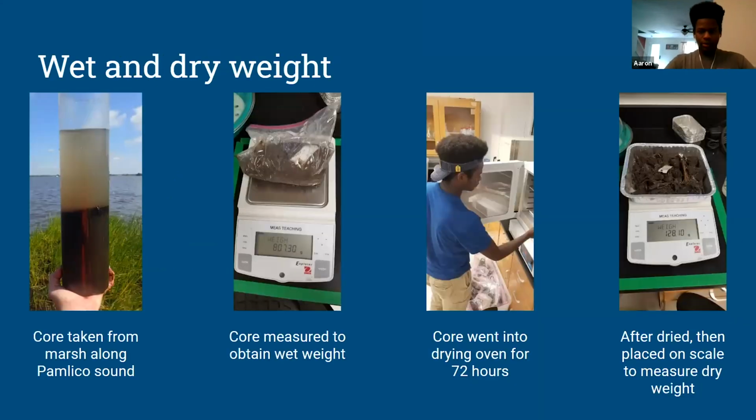And so the process, as I said before, is calculating the wet and dry weight, which we did by taking cores from the marsh along the Pamlico Sound, taking them back to CMAST where we weighed them in order to get the wet weight, placing them in pans into an oven, drying them for 72 hours, which we determined to be the minimum amount of time needed to completely dry out the soil, and then measuring them again to get their dry weights.